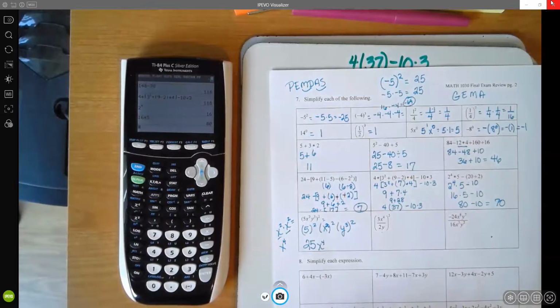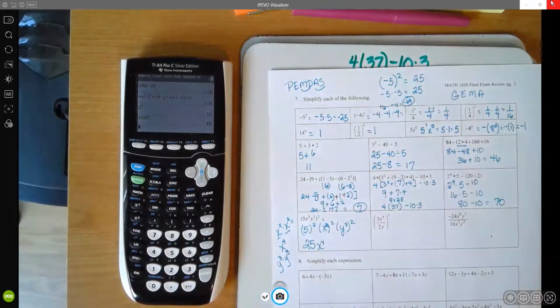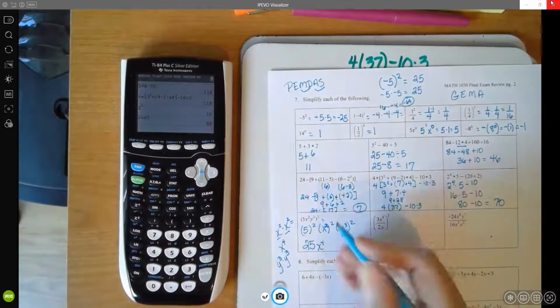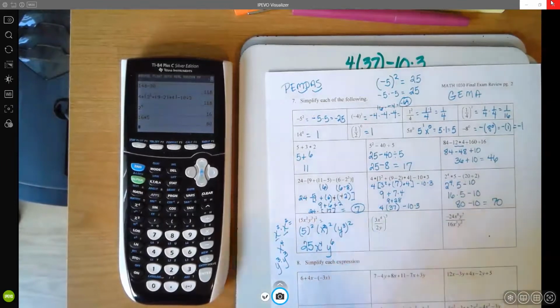But we're saying we have 2 sets of 2. With the y's, that means we have 2 sets of 3. So we are multiplying 2 times 3, or adding 3 to itself, which is why we multiply. So 3 times 2 is 6. So we have 2 sets of 3, which is a multiplication. So the answer should be 25 x to the 4th, y to the 6th.